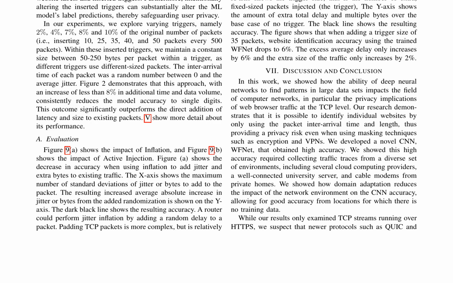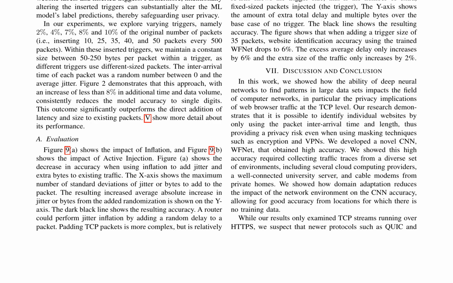The researchers experiment with varying trigger sizes, ranging from 2% to 10% of the original number of packets, and maintaining a constant size between 50 and 250 bytes per packet within a trigger. The results indicate that as the trigger size increases, machine learning models increasingly rely on triggers for website predictions, establishing a correlation between website labels and inserted triggers. Intentionally altering the inserted triggers substantially alters the machine learning model's label predictions, thereby protecting user privacy.